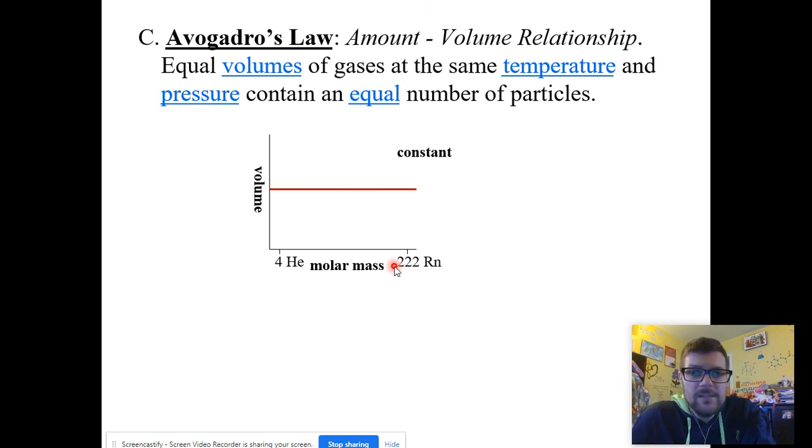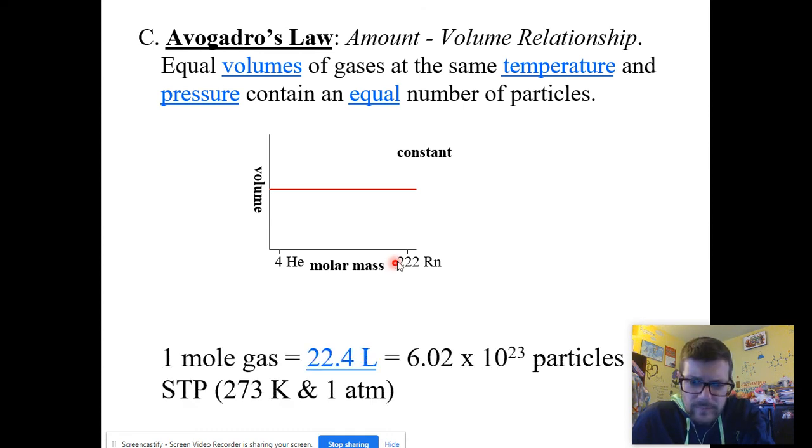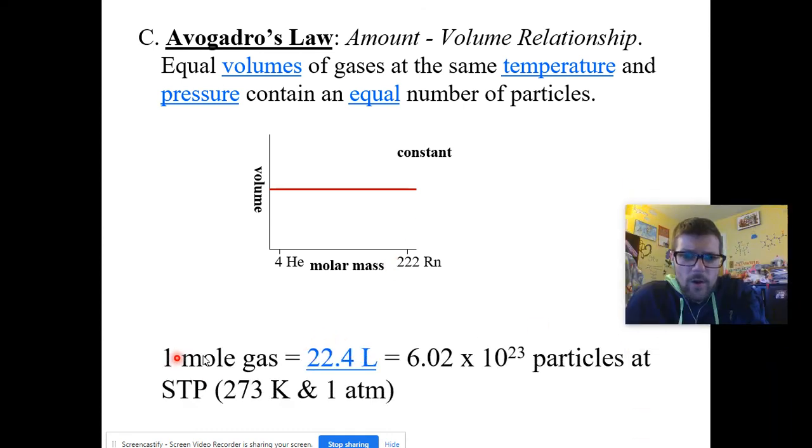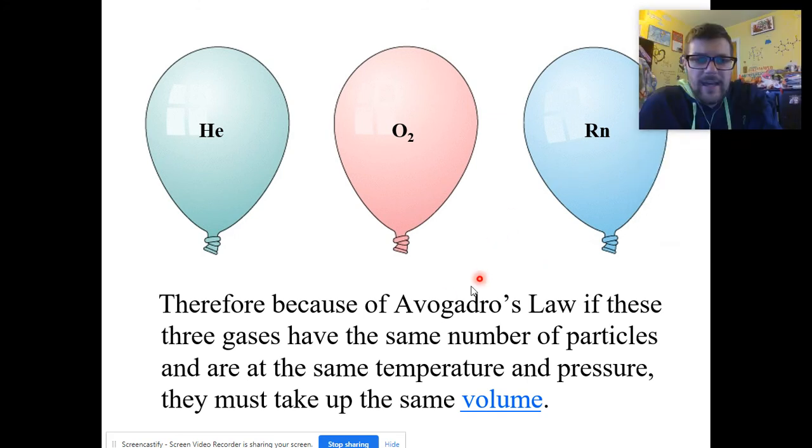And that's because there's so much empty space between gas particles that the size of the particle itself doesn't really matter. And that comes back to this 1 mole of gas, 22.4 liters, 6.02 times 10 to the 23rd particles at 273 K and 1 atmosphere. Here is that one more time. Again, because of Avogadro's law, if 3 gases have the same number of particles and they're at the same temperature and pressure, they're going to take up the same amount of volume. So if you fill up a helium balloon, an oxygen balloon, and a radon balloon to the same volume, they're going to have the same number of particles in it. Or if you release a known amount of particles, they're all going to blow up to be the same size.